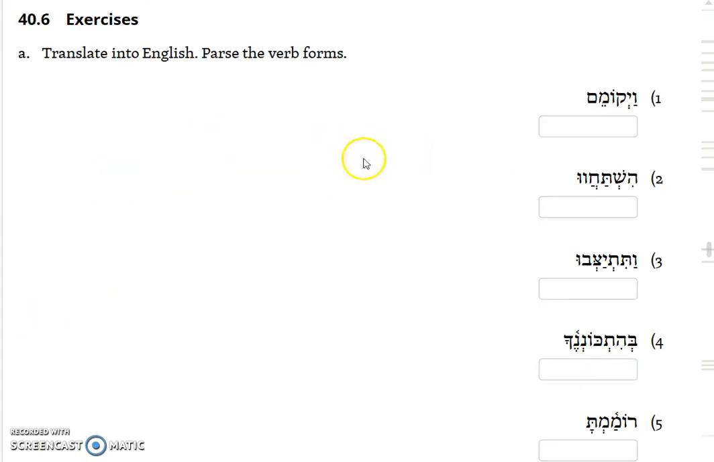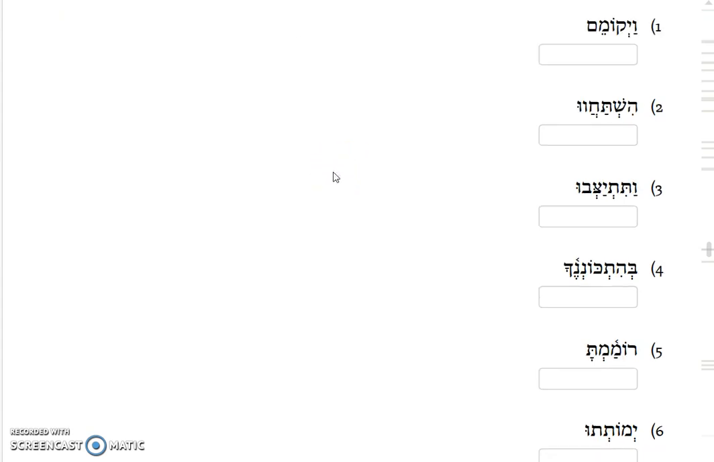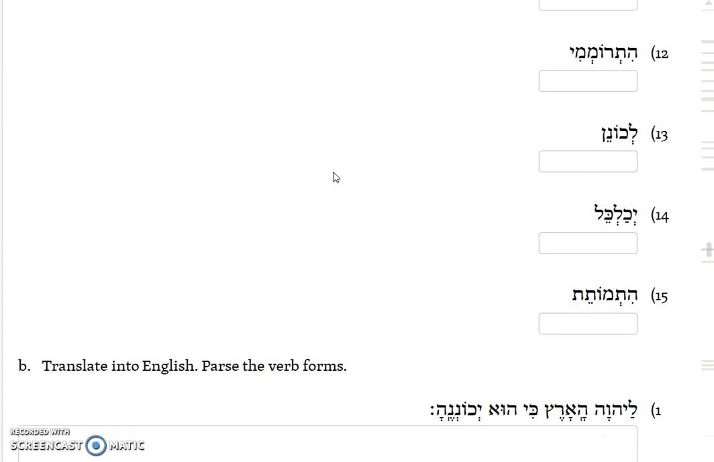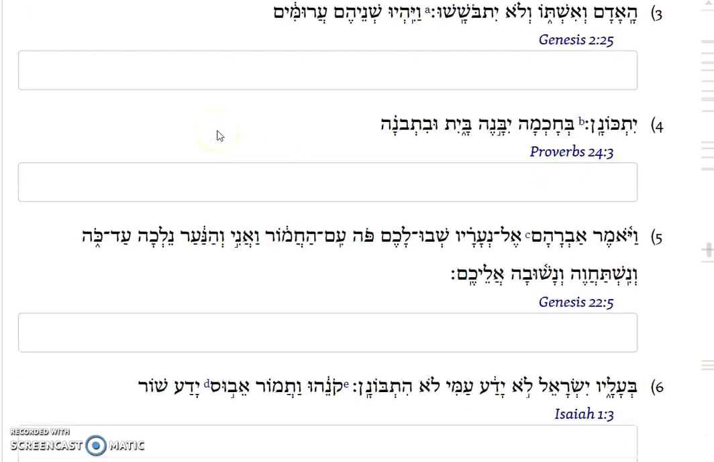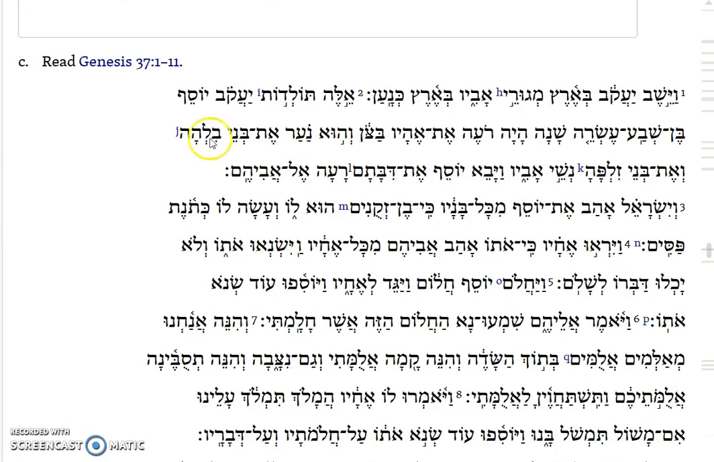The exercises will help you practice these uncommon stems. So he gives you a bunch of exercises for trying out those forms. And then you have a section of translate into English, and you parse any verbs. Again, some of these forms are going to be the polal and different types of forms that we have. And then, kind of encouraging at the end, he tells you to read. I presume he means read and translate a major section from Genesis chapter 37, which is the beginning of the Joseph story.